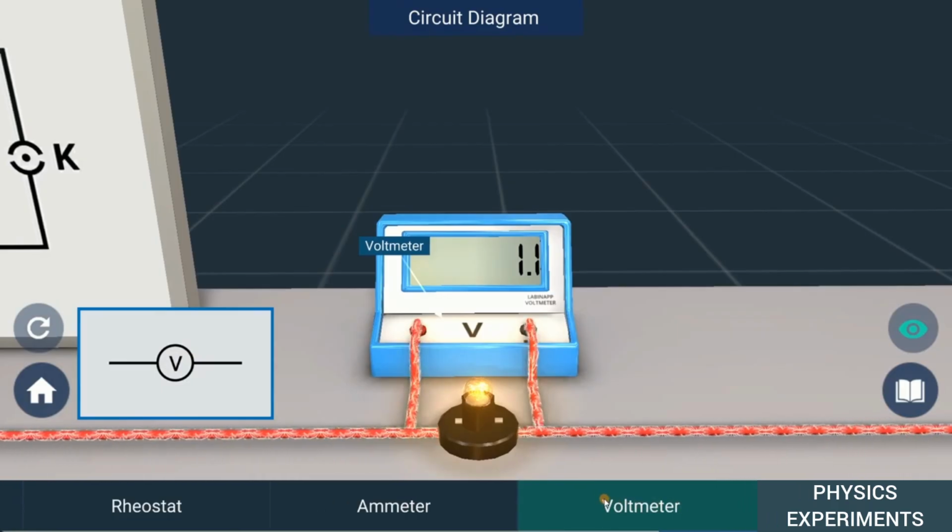These are some of the commonly used electrical components and their respective symbols.